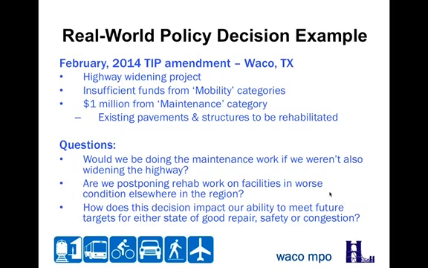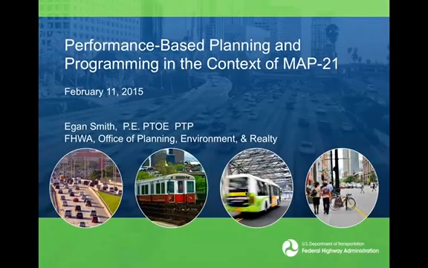So with that, what I'd like to do now is introduce our first presenter, who is Egan Smith from the Federal Highway Administration Office of Planning, Environment, and Realty, where he addresses FHWA's framework on performance-based planning process. Egan has over 2 decades of experience in transportation. He is a registered professional engineer and a professional traffic operations engineer. Egan is currently on Federal Highway's Planning, Oversight, and Stewardship team, and also provides overall support in the specific planning area of performance-based planning and programming. And so with that, I'll now turn it over to Egan.